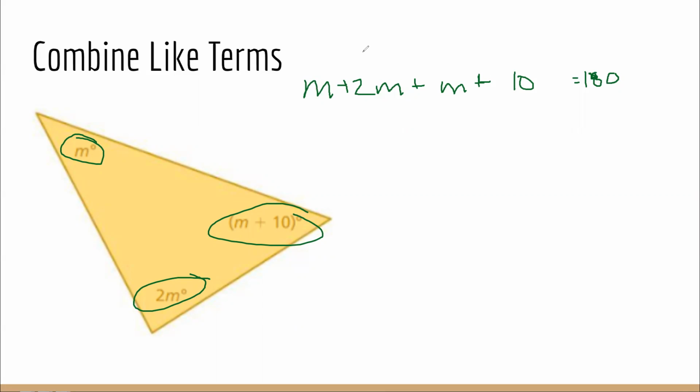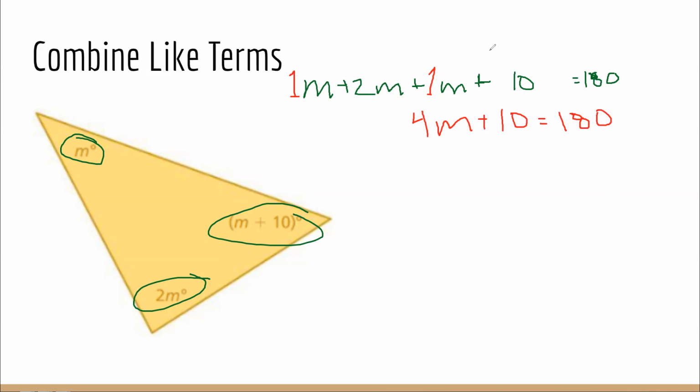I see 3 m's over on the left side, so I'm going to add each of those 3 terms together. If you remember from before, we can always throw a 1 in front because 1 times m is just m. I can throw a 1 in front of there too, as well. And then I'm taking 1 plus 2 plus 1, which gives me 4, and then keep the last name of m. I didn't do anything to that 10, so it's going to stay 10. And I didn't do anything to the right side, so that stays 180.